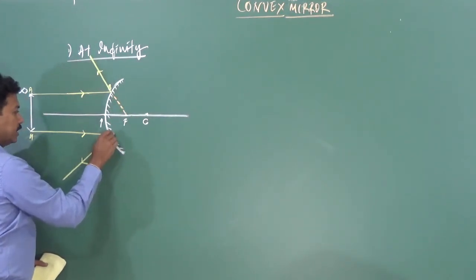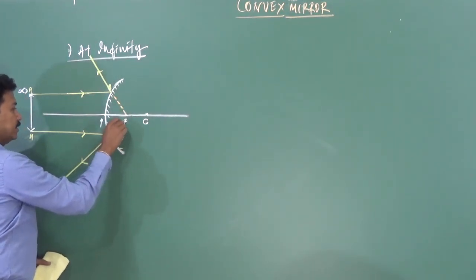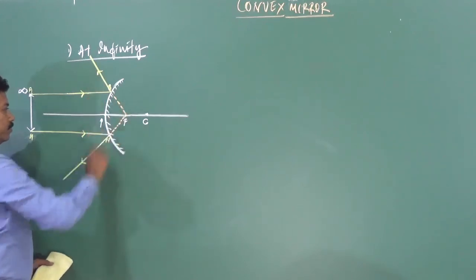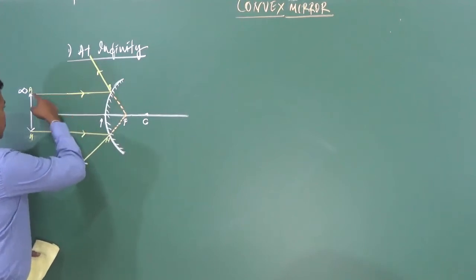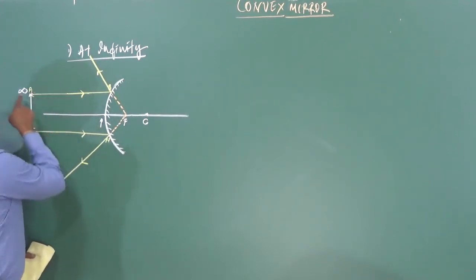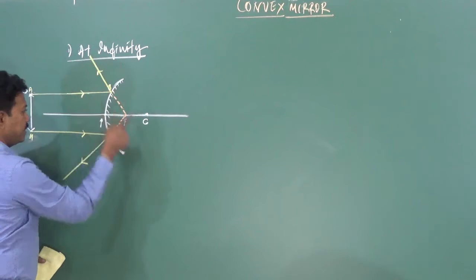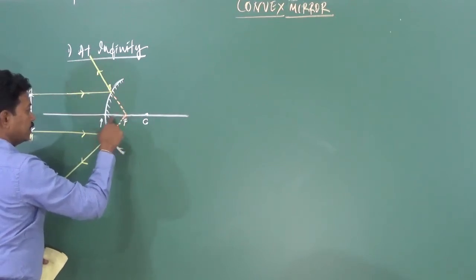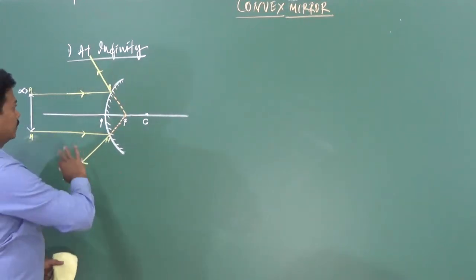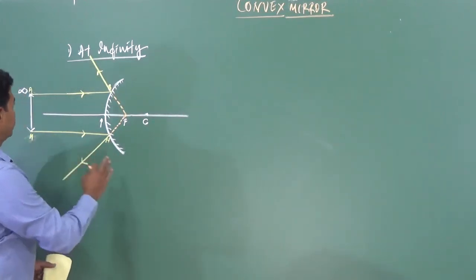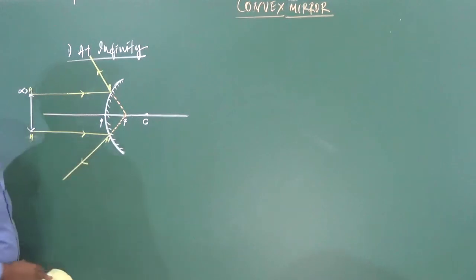And this diverging light ray appears as though it is starting from this point. So we assume that the image of this object, which is kept at infinity, is formed at this point on the principal axis, that is, at the focus. So this is the image formation of an object kept at infinity for a convex mirror.